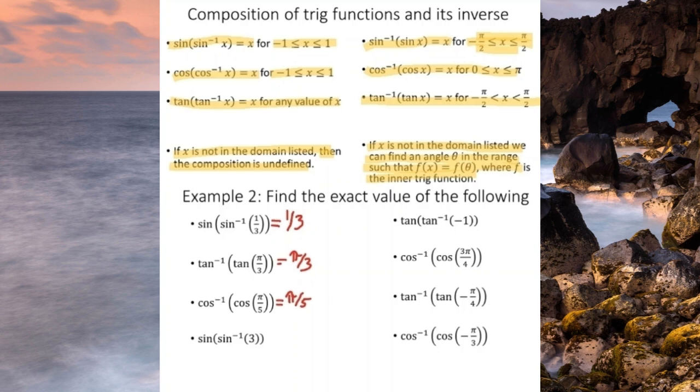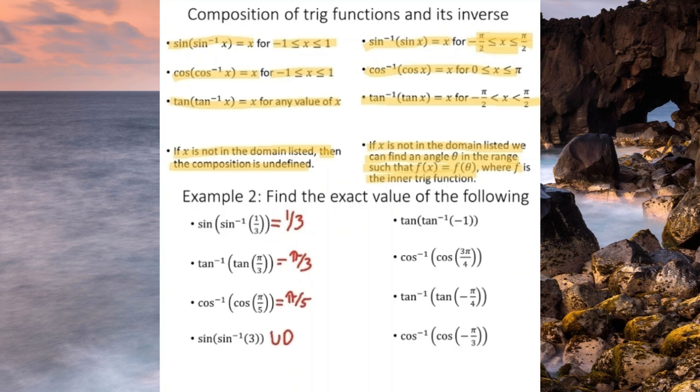Next, sine of sine inverse of 3. If we were to use the top left rule, that is only valid if our input's between negative 1 and 1. However, 3 is not between negative 1 and 1, and 3 would cause our sine inverse to be undefined. So sine of sine inverse will be undefined. It's very tempting to just cancel out the sine of sine inverse and say it equals 3. It is impossible to get a value out of sine inverse of 3, and it's impossible for sine of anything to ever equal 3.